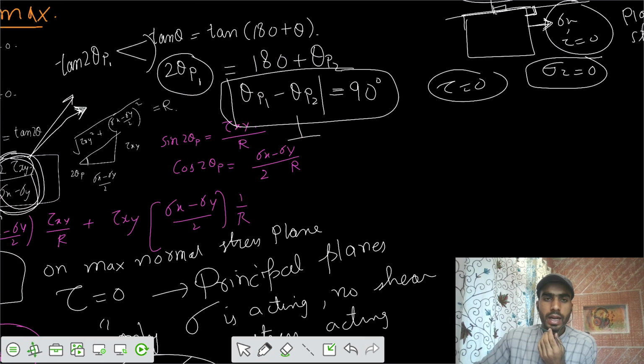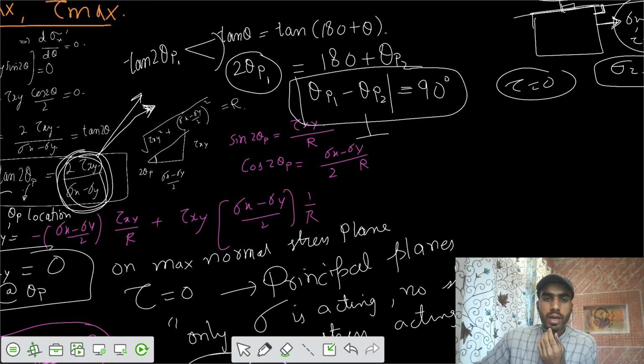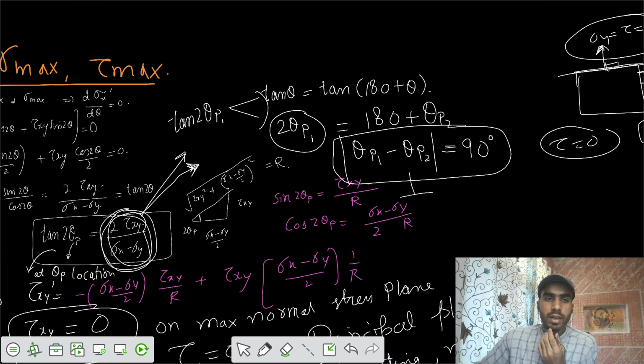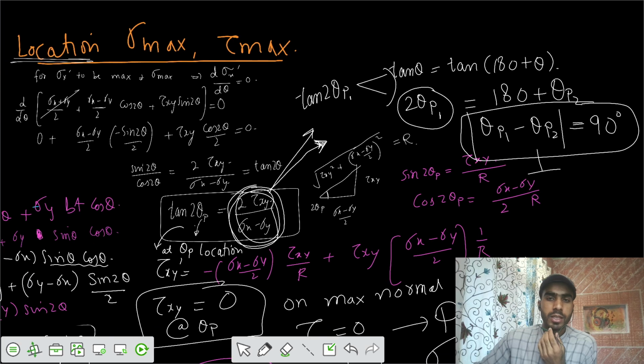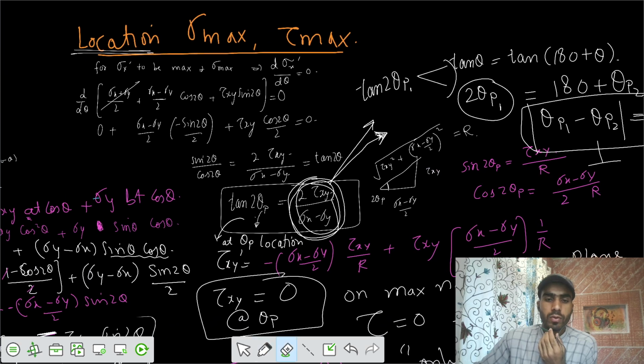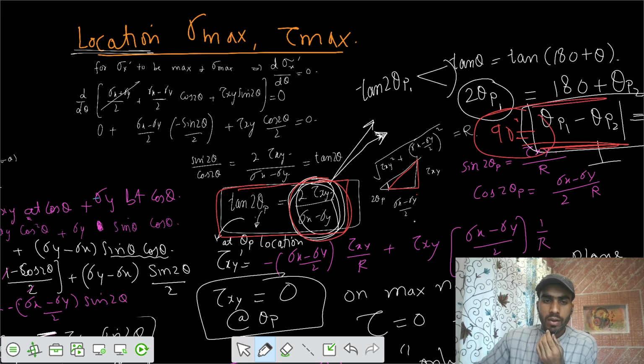So finally we got that shear stress is 0 at the plane where your sigma x, that normal stress, is maximum, that we call the principal plane. So finally we got the result that you need to keep in mind, that tan 2 theta p equals 2 tau xy by sigma x minus sigma y. Also remember this triangle, and we can say we have two principal planes that are separated by an angle of 90 degrees. On that principal plane we have sigma acting, but tau is 0 there. That means no shear stress is acting there.